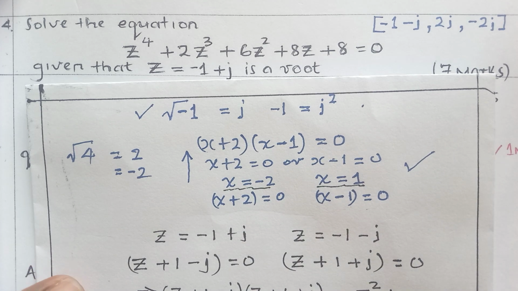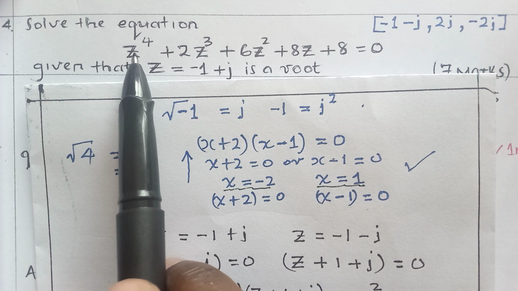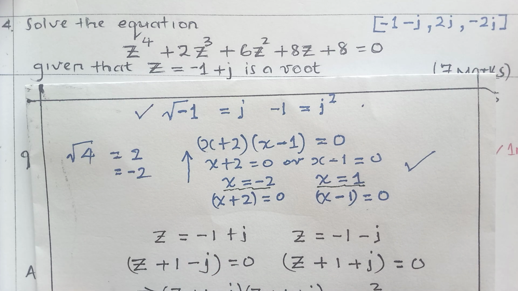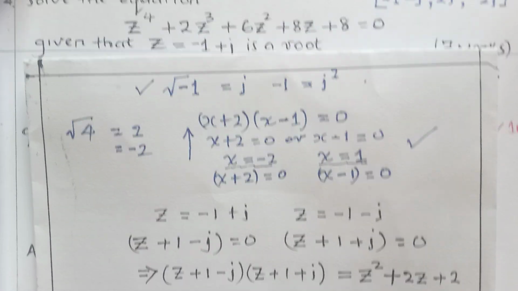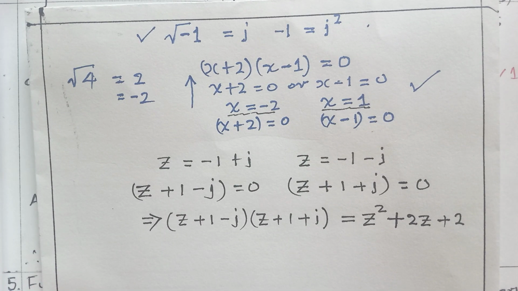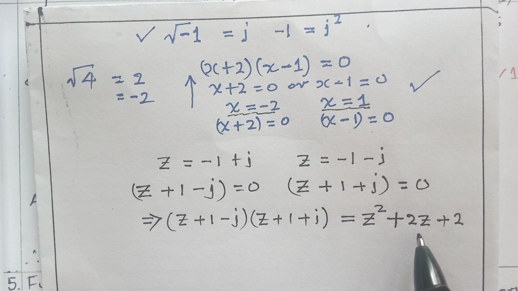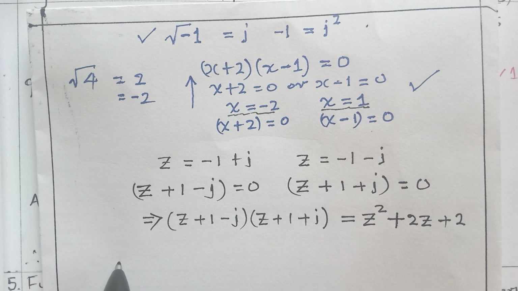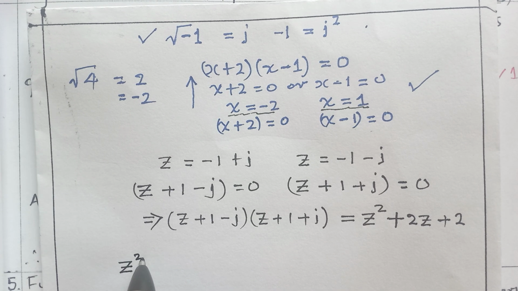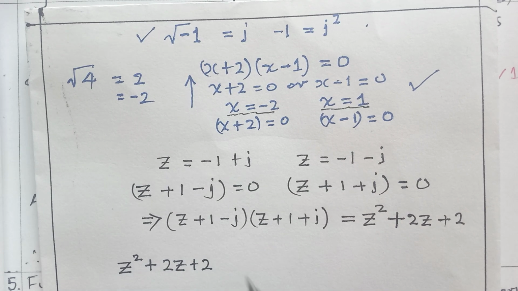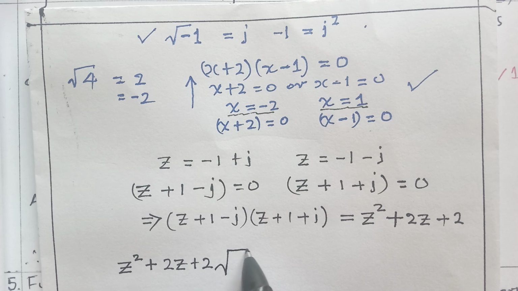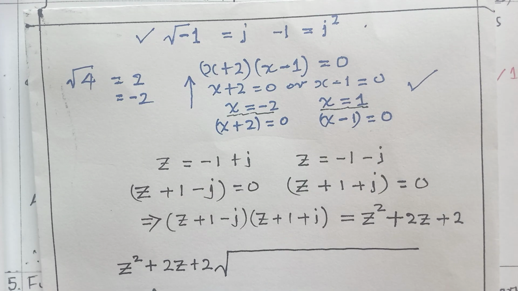So guys, these are now two factors combined. But remember, because it has z raised to 4, it has another two factors, because it's supposed to have 4 answers. So guys, we now come to the question directly, and this is how we are going to do it now. We are going to have this factor, that is z squared plus 2z plus 2. We divide now this equation with this factor.